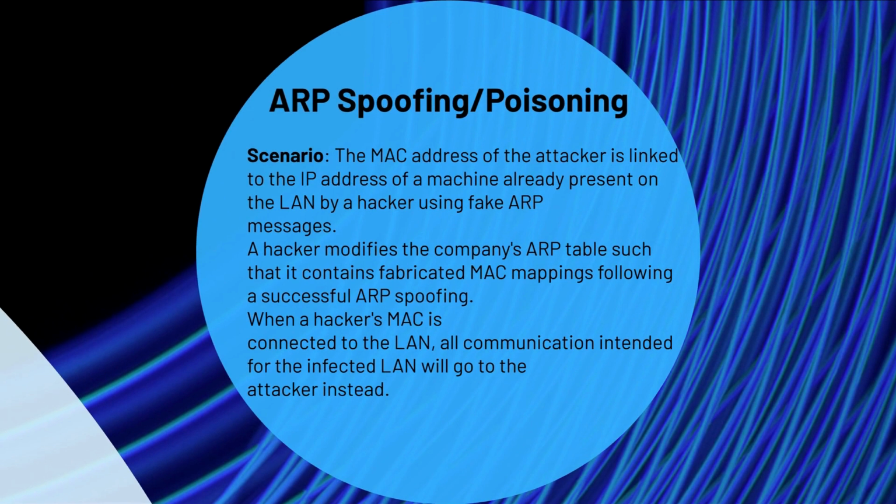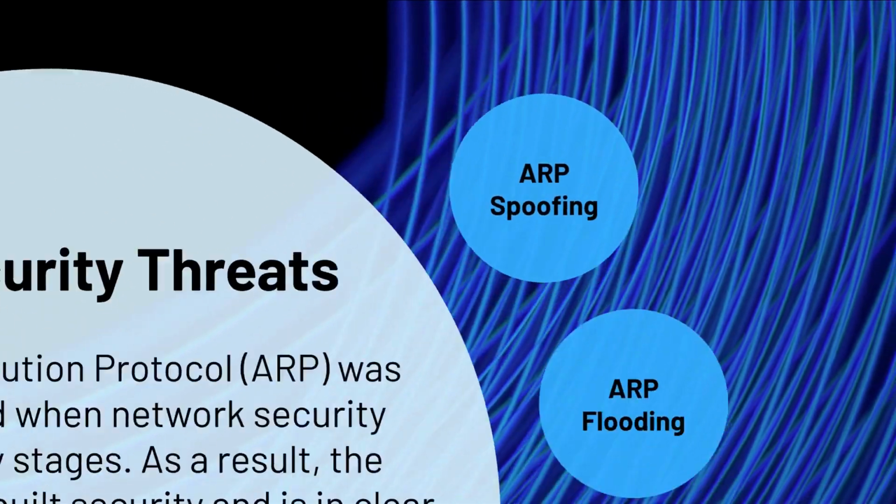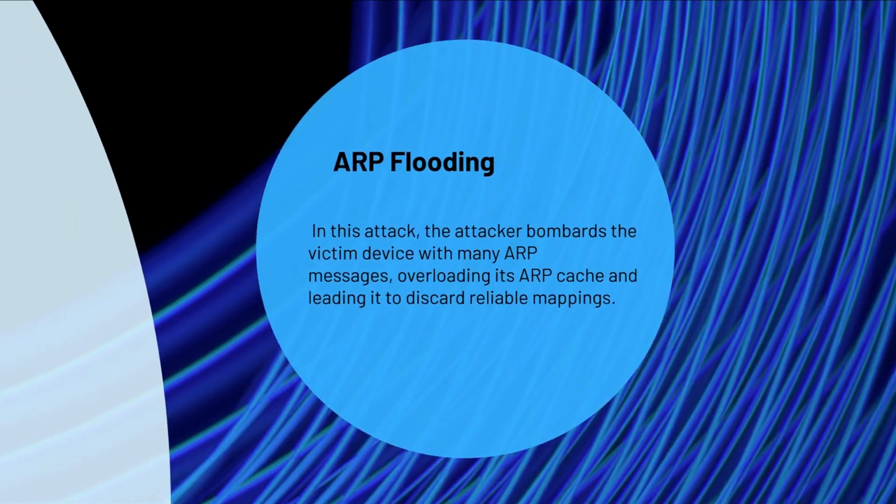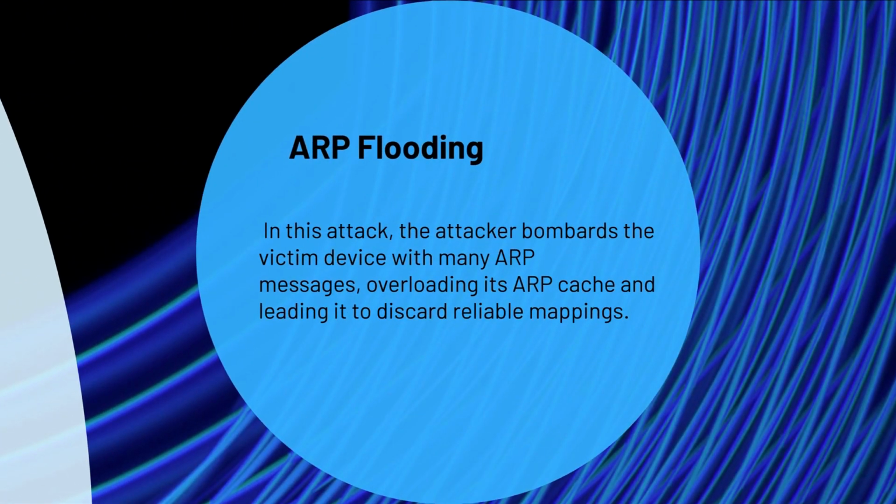ARP spoofing/poisoning. Here is the scenario. The MAC address of the attacker is linked to the IP address of a machine already present on the LAN by a hacker using fake ARP messages. A hacker modifies the company's ARP table such that it contains fabricated MAC mappings following a successful ARP spoofing. When a hacker's MAC is connected to the LAN, all communication intended for the infected LAN will go to the attacker instead.